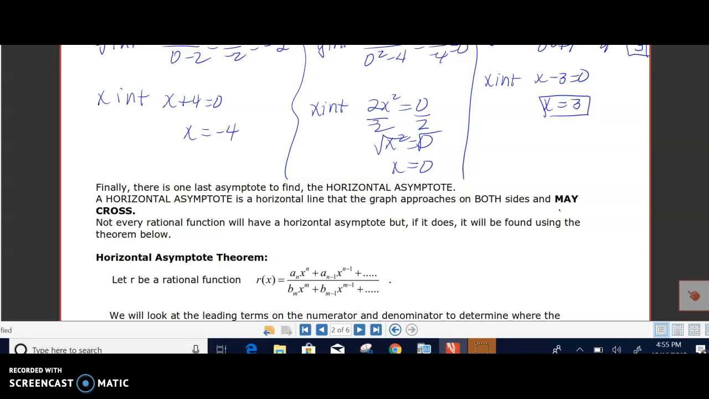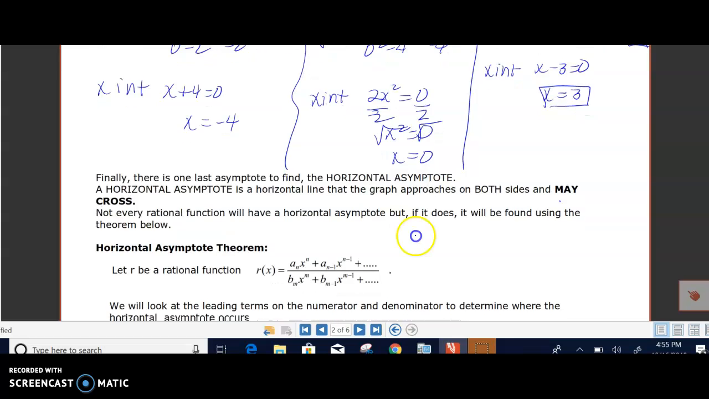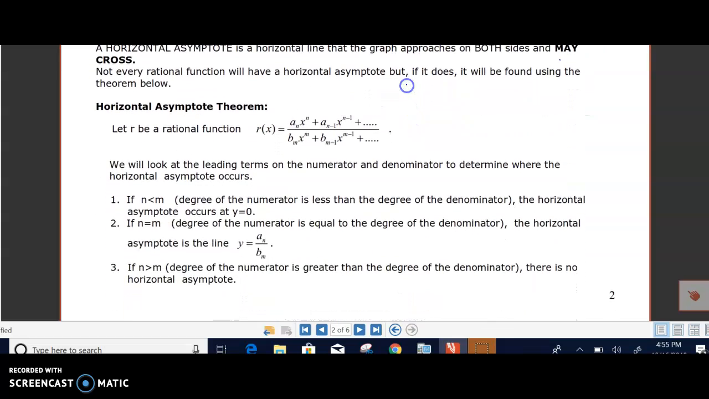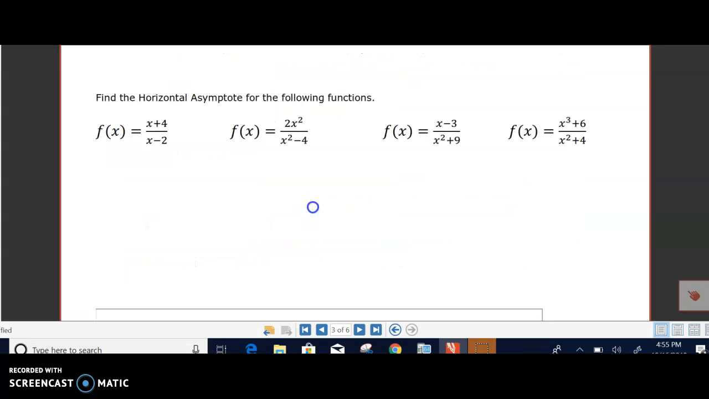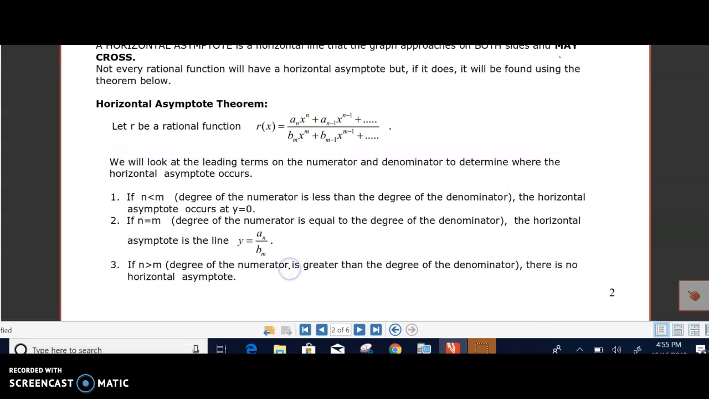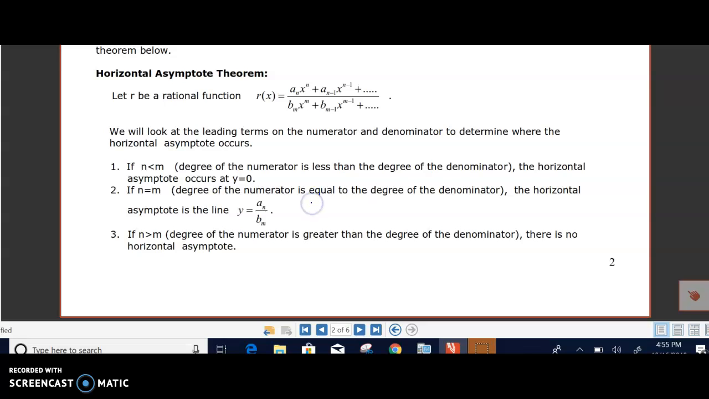But just keep in mind, you can cross over those horizontal asymptotes. So here is the theorem we have to use when finding horizontal asymptotes. We compare the degrees, and we are going to look at the degree of our leading terms.